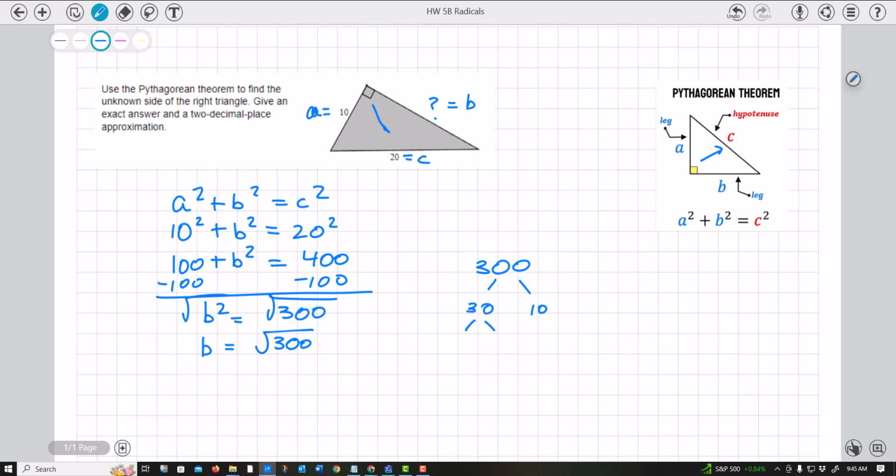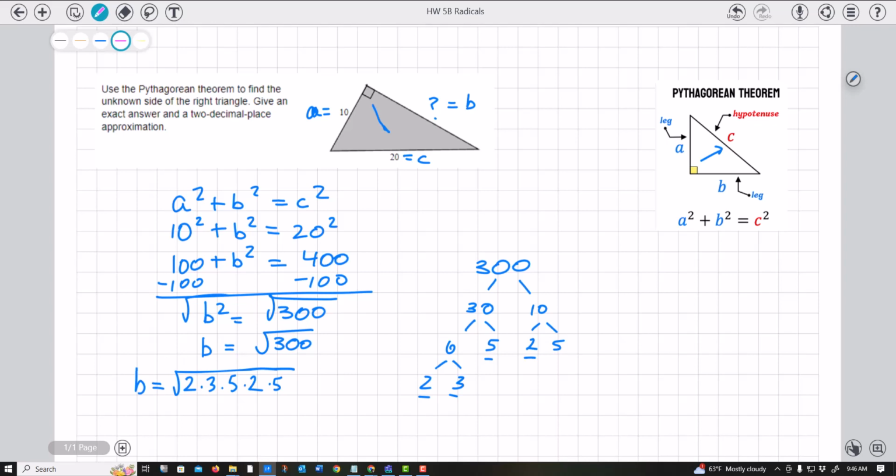And then I start breaking these down. So I think 30 could be 6 times 5. And then 2 times 3. So I'm breaking these down actually into prime numbers, and you'll kind of see the reason why. So B equals the square root of 2 times 3 times 5 times 2 times 5. And you could check this. You can multiply these out and make sure that works.